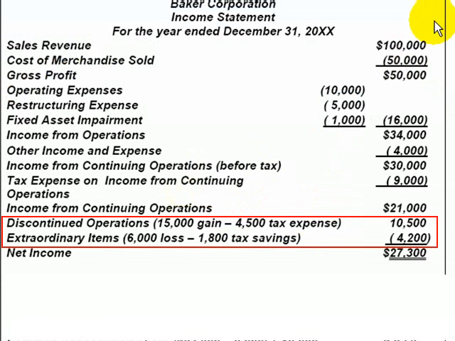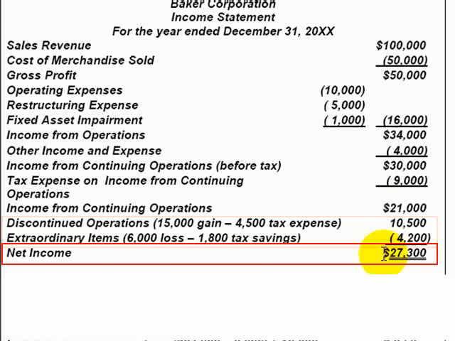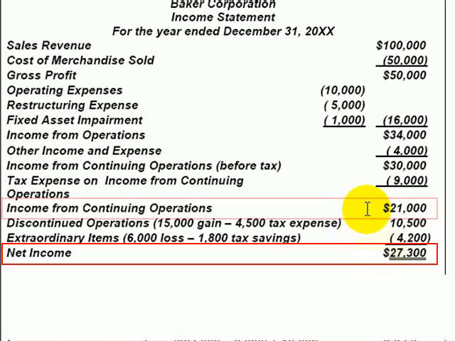Let's go back to our income statement. The fact that we had a $6,000 loss that would be deductible on the corporate tax return means that we'll create $1,800 in tax savings. That's just 30% of the $6,000. So net of tax savings, the loss only costs the corporation $4,200. When we total it all up, our net income figure on an after-tax basis is $27,300.